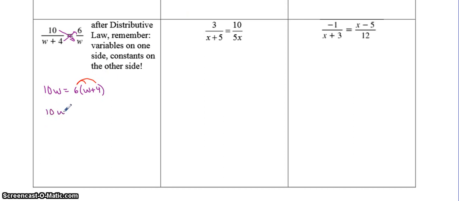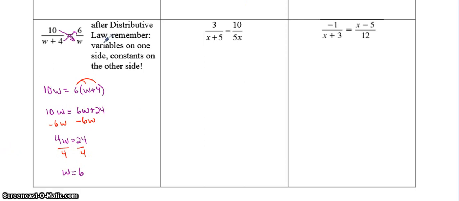You get 10w equals 6w plus 24. Now in this case, we're going to subtract 6w from both sides because we need to collect the w's together. So that will give you 4w equals 24. And then when you divide both sides by 4, you're going to get w is equal to 6.